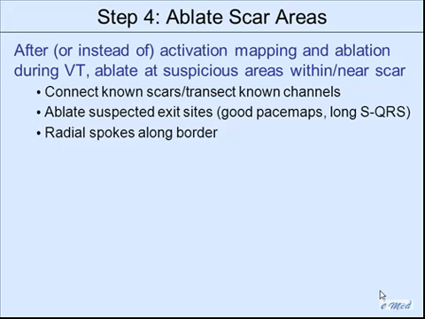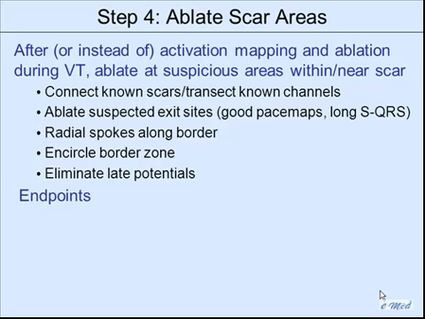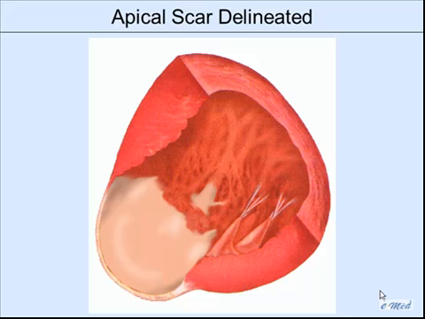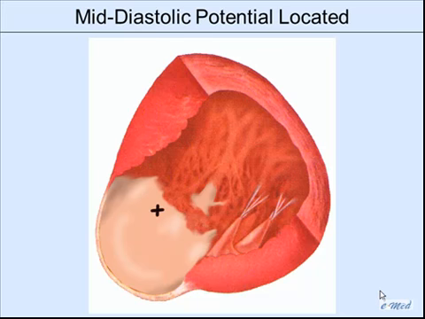Some have given radial spokes along the border. We'll see an example of that. Encircling the border zone, eliminating late potentials, with endpoints of what? Making lines. Okay, we completed our lesion set. That's not very satisfactory. Loss of late potentials is a measurable endpoint. Inability to capture with good contact is a measurable endpoint. Hopefully imaging in the future will tell us that yes, we've done some damage there and we don't need to go any further.